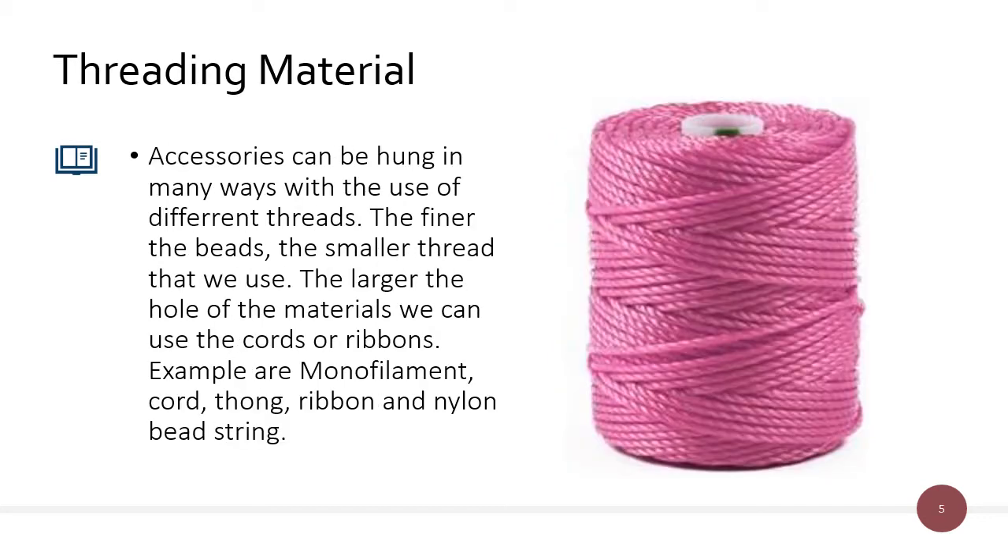Threading material. Accessories can be hung in many ways with the use of different threads. The finer the beads, the smaller the thread that we use. The larger the hole of the materials, we can use cords or ribbons. Examples are monofilament cord, thong, ribbon, and nylon bead string.